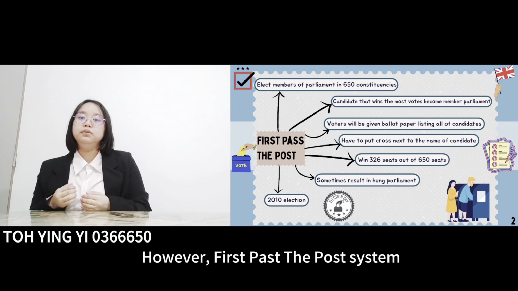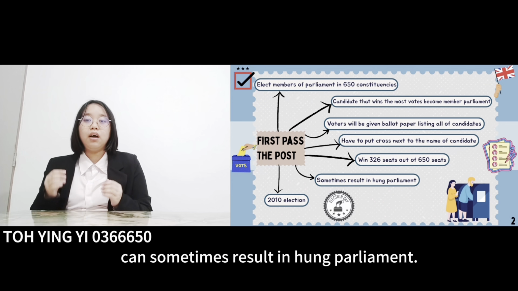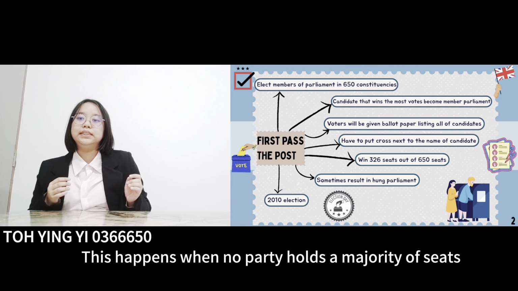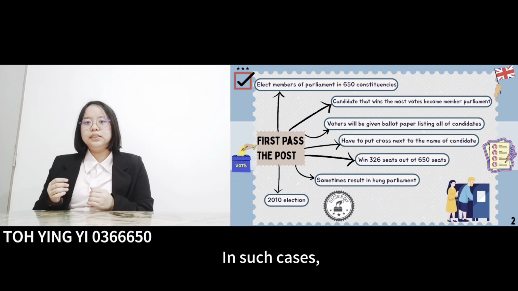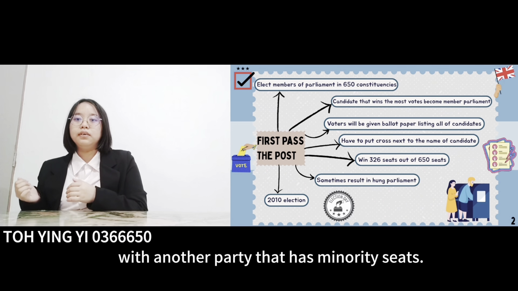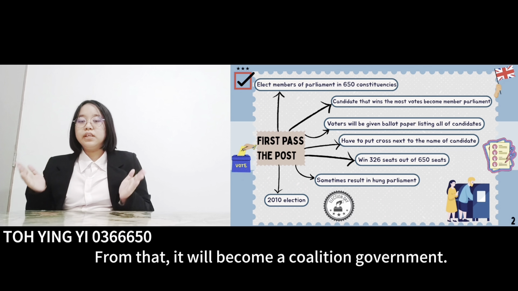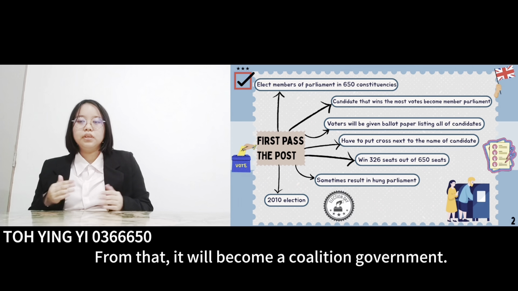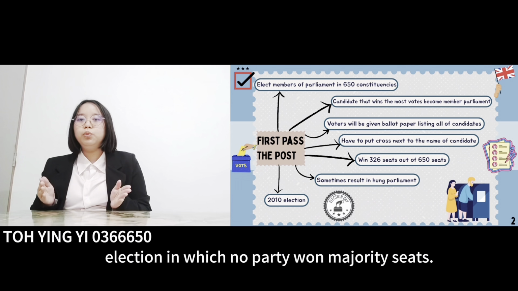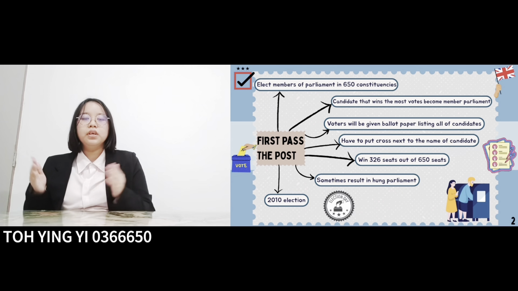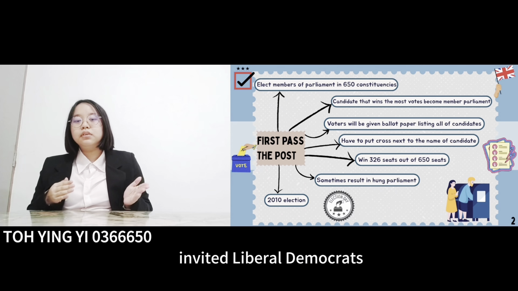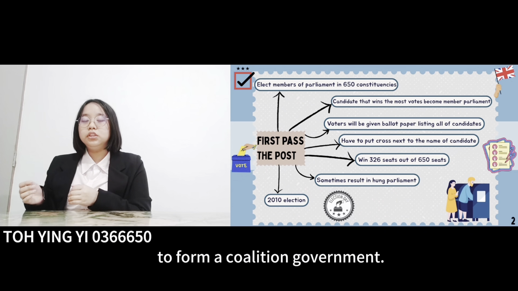However, the first past the post system can sometimes result in a hung parliament. This happens when no party holds a majority of seats in the election. In such cases, the party with the most seats will be asked to form a government with another party that has minority seats. From that, it will become a coalition government. A notable example of this occurred during the 2010 election, in which no party won a majority of seats. So the Conservative Party, which held the most seats, invited the Liberal Democrats to form a coalition government.